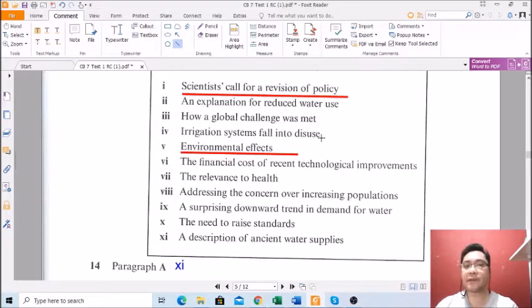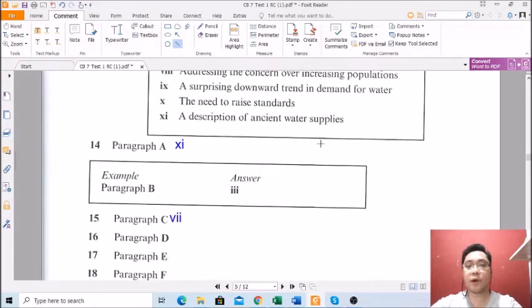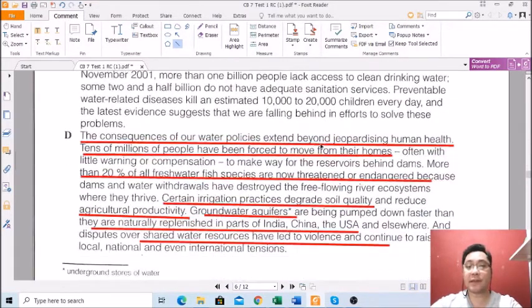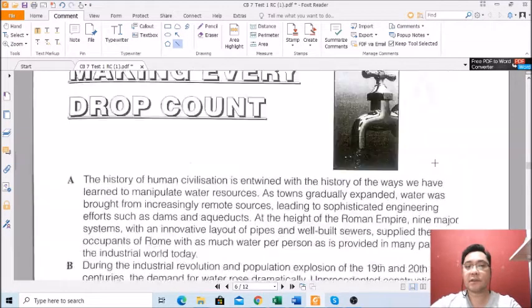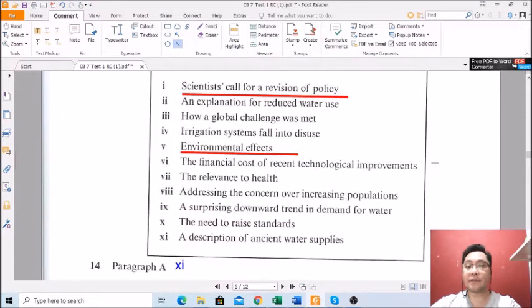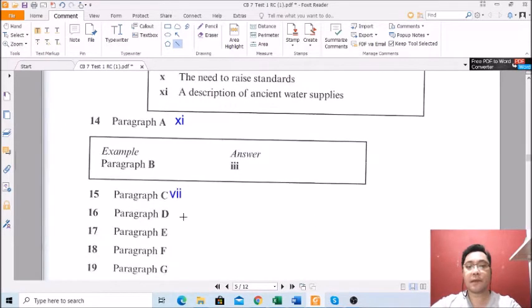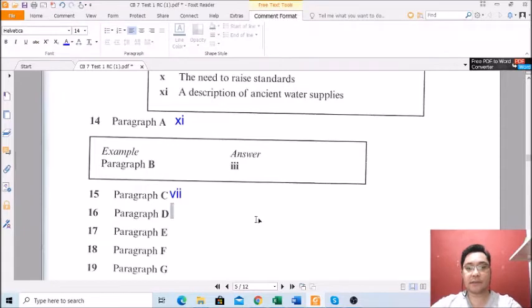When it says that scientists call for a revision of policy, we cannot find any word that can be paraphrased as a scientist in this paragraph. It just says that the consequences of water policies extend beyond jeopardizing human health. That's it. And there is no word or maybe phrase that can give us a clue that this refers to scientists. So the answer for D, without doubt, is 5. So this is the answer for the 5.